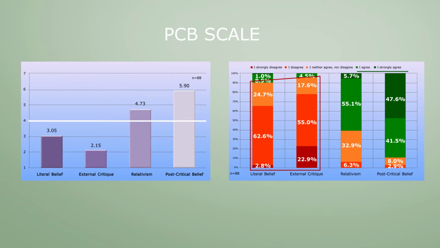The mean score of the 88 respondents on, for example, post-critical belief in the left graph is 5.9 on a scale from 1 to 7. On the right, we see that 47.6% of the 88 respondents strongly agree with post-critical belief, 41.5% agree, 8% neither agree nor disagree, and 2.9% disagree.